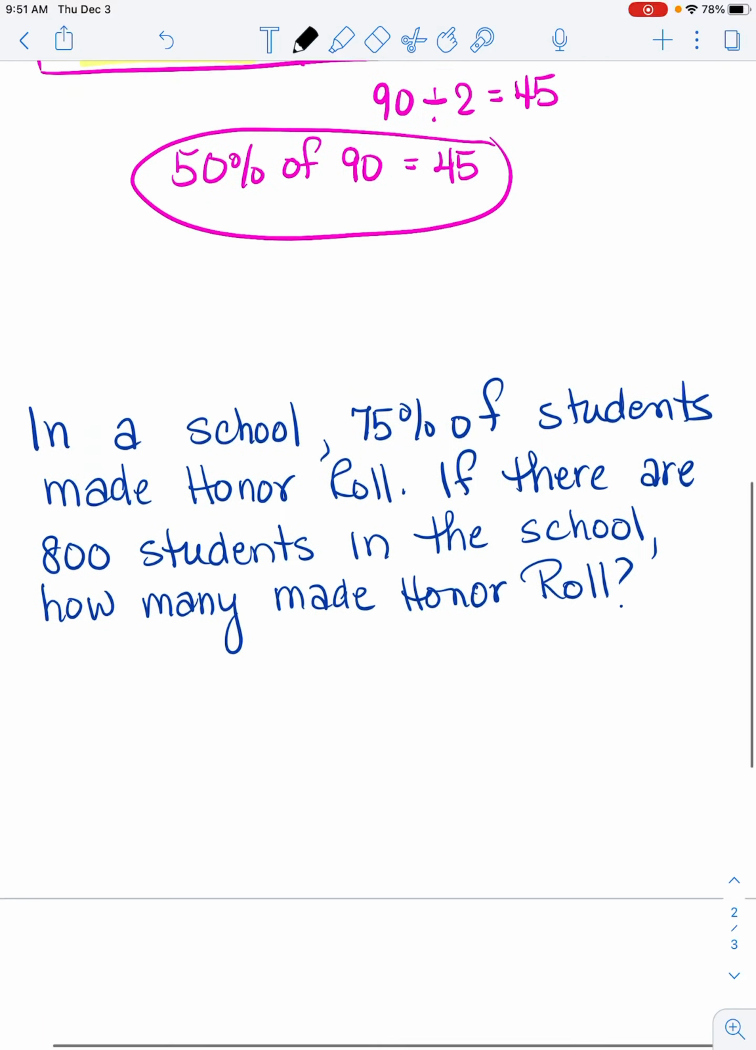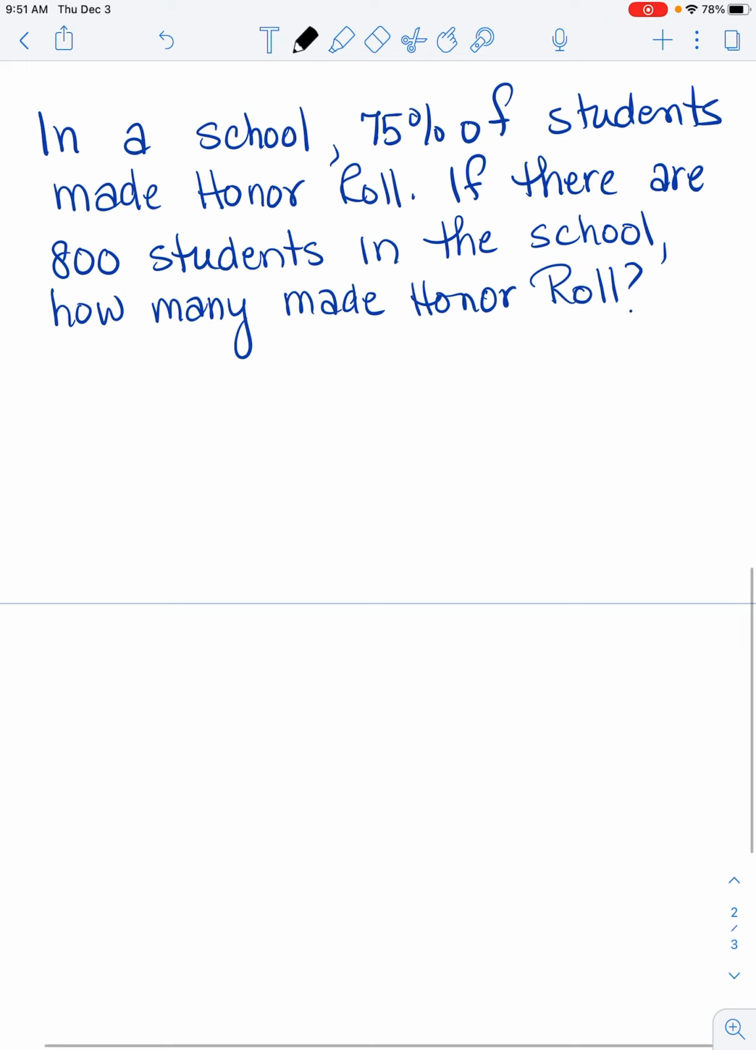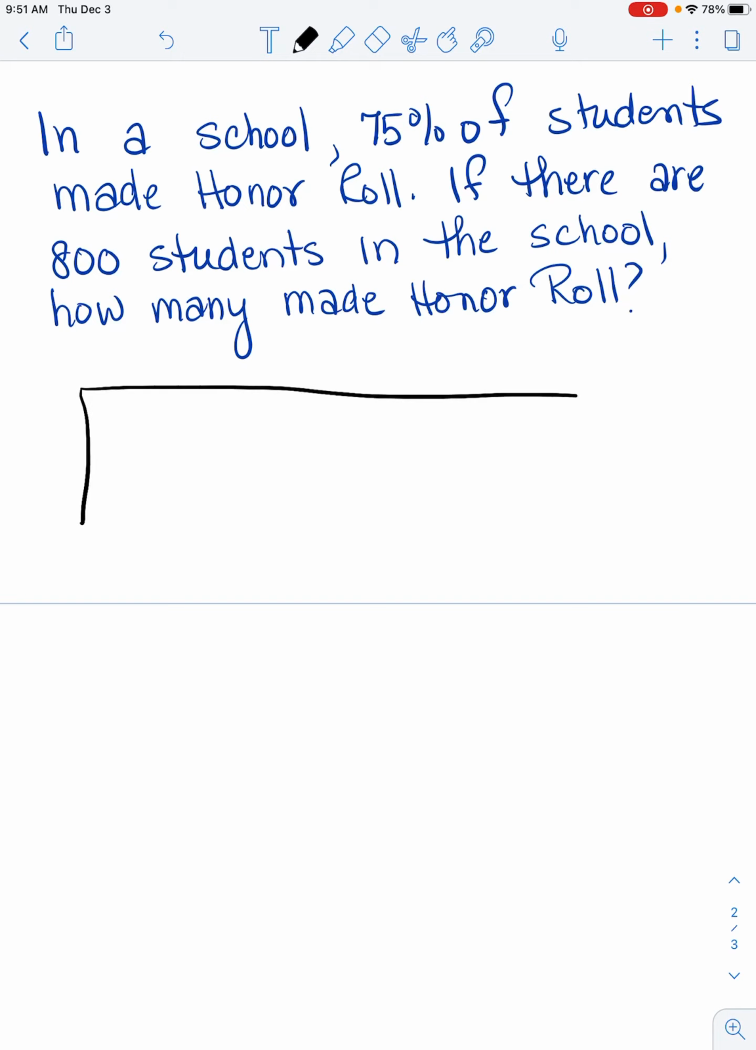Now, let's see. I have one last problem. Here's the word problem, saved for last. In a school, 75% of students made honor roll. If there are 800 students in the school, how many made honor roll? Okay, bar model, start off. I know that this is 100%. The rectangle represents the whole thing, and I know that there are 800 students. So the whole thing is 800.